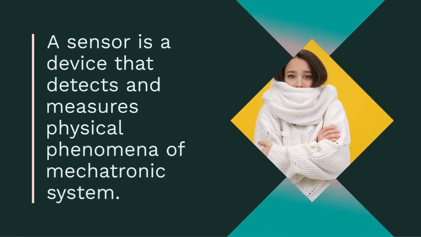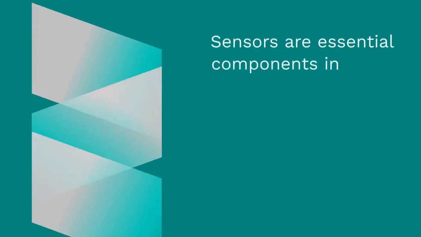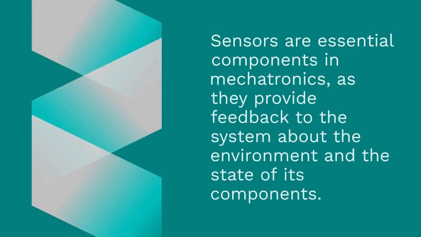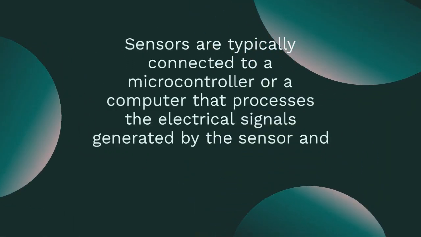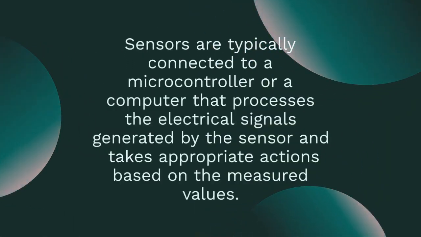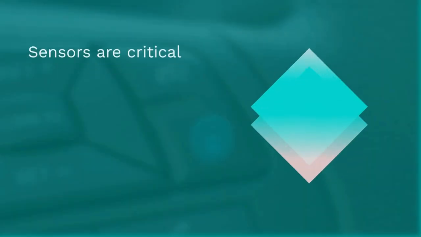A sensor is a device that detects and measures physical phenomena of a mechatronic system. Sensors are essential components in mechatronics, as they provide feedback to the system about the environment and the state of its components. Sensors are typically connected to a microcontroller or a computer that processes the electrical signals generated by the sensor and takes appropriate actions based on the measured values.